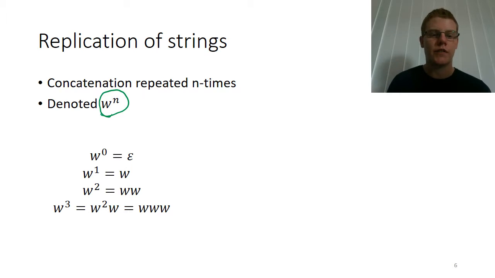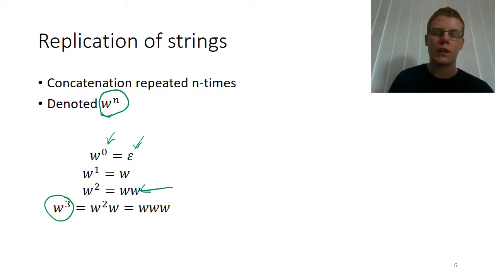So a few basic definitions. A string to the 0 is the empty string. So 0 repetitions of any string is always nothing, so it's the empty string. One repetition or one replication of a string is simply the string itself. Then we have a string to the power 2, so a replication of a string twice, and it's simply the concatenation of the string with itself.